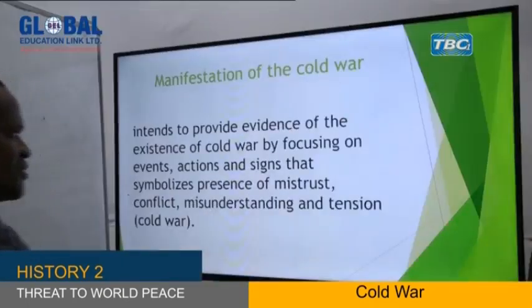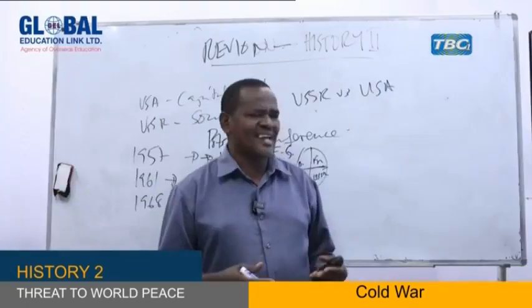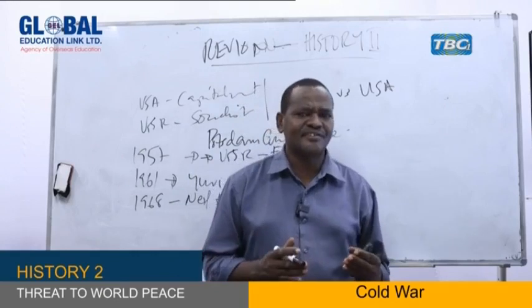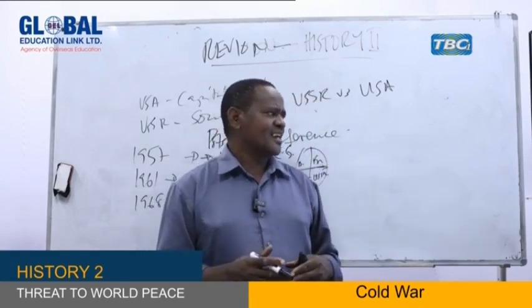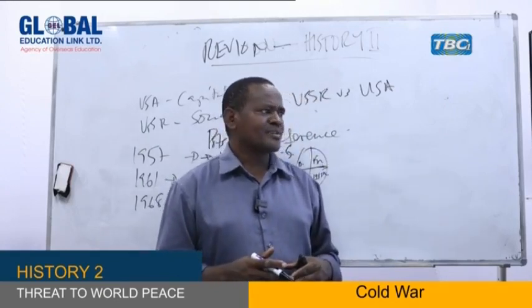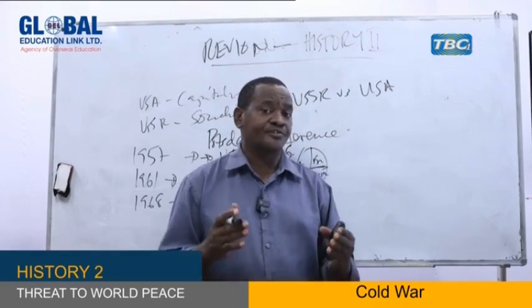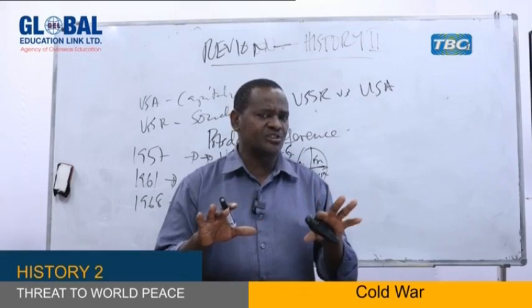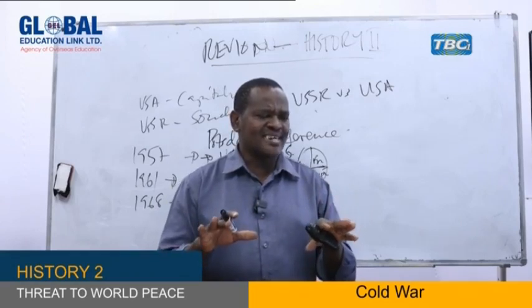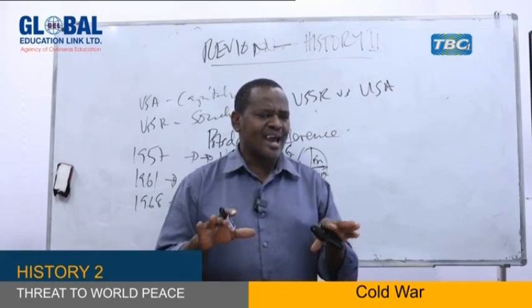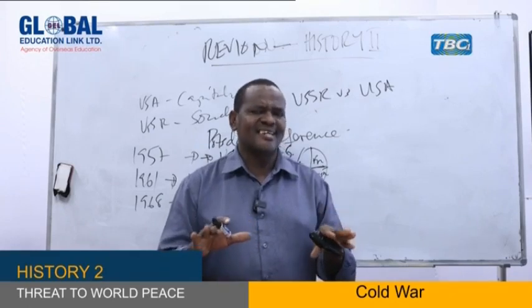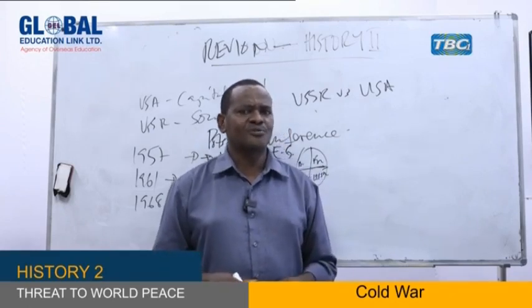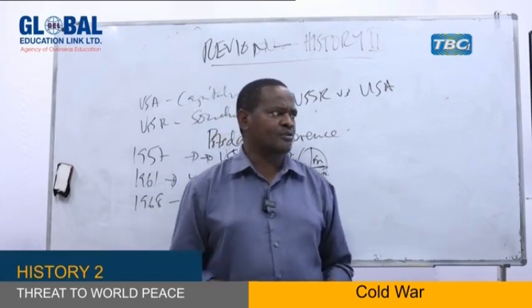This, first of all, intends to give evidence, focusing on events, actions, and signs that symbolize the presence of mistrust, tension, conflict, and suspicion, which of course is what we refer to as the Cold War. So we are looking at that situation to prove that yes, from 1917 until 1990, there was a Cold War. So we have to give some evidence to prove that there was a Cold War.